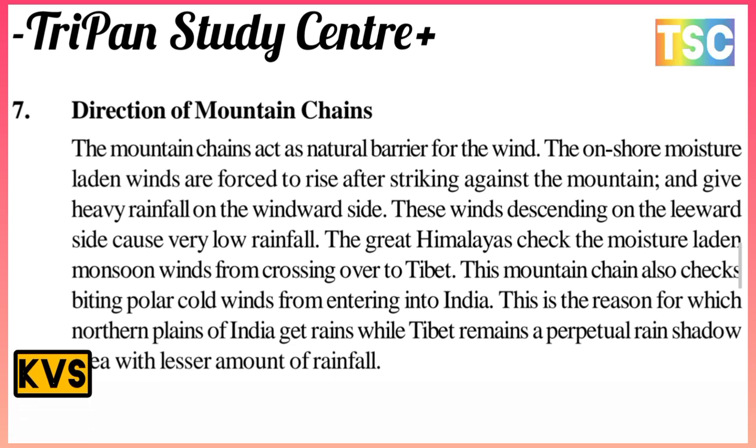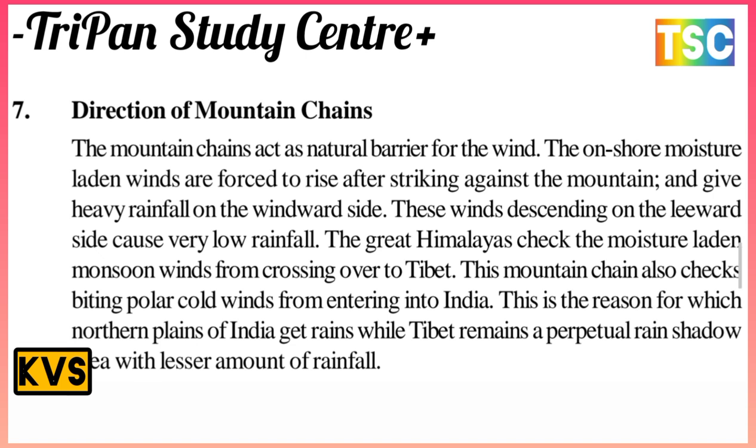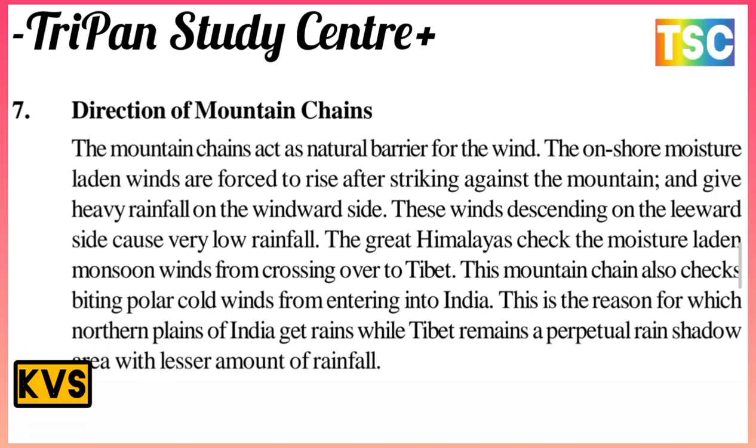The wind, which has moisture, is forced to rise after striking against the mountain and gives heavy rainfall on the windward side. And these winds descending on the leeward side cause very low rainfall. The Great Himalayas check the moisture-laden monsoon winds from crossing over to Tibet. This mountain chain also checks the biting polar cold wind from entering into India.